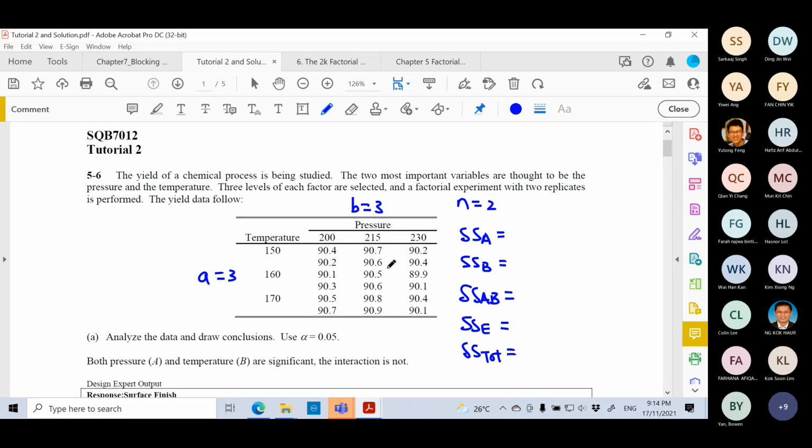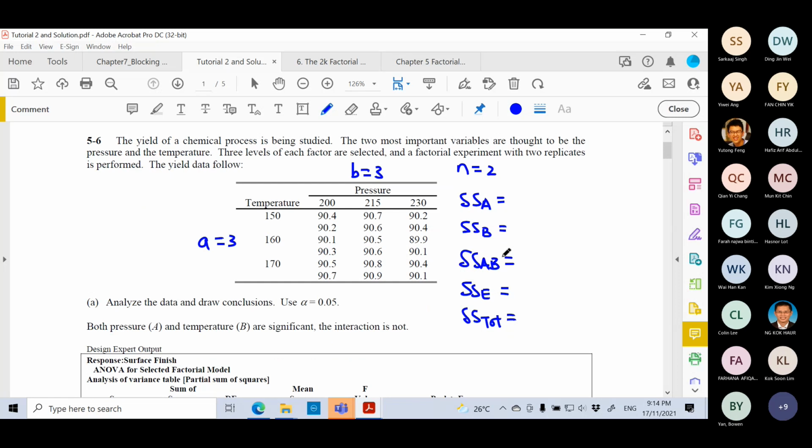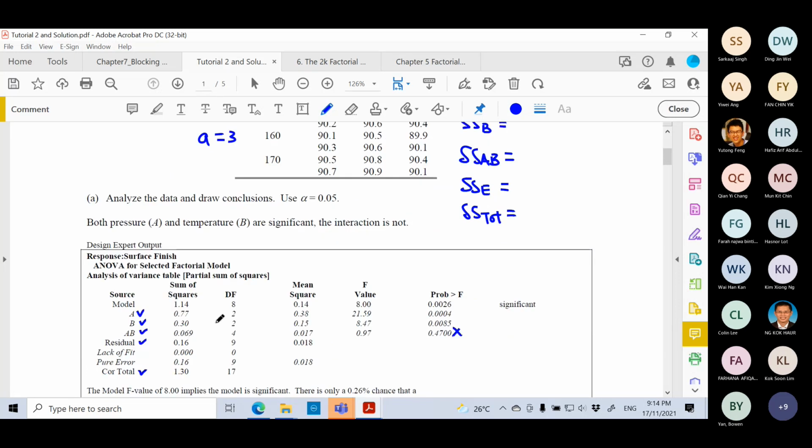Okay, but this one I never showed to you. You try to calculate it yourself, see whether you are able to work it out. The value is similar to here. Any more questions?